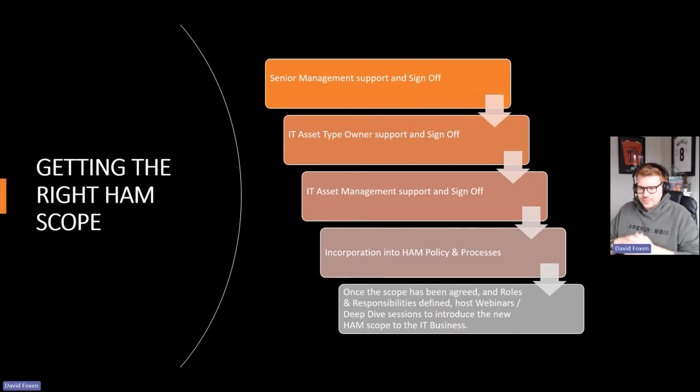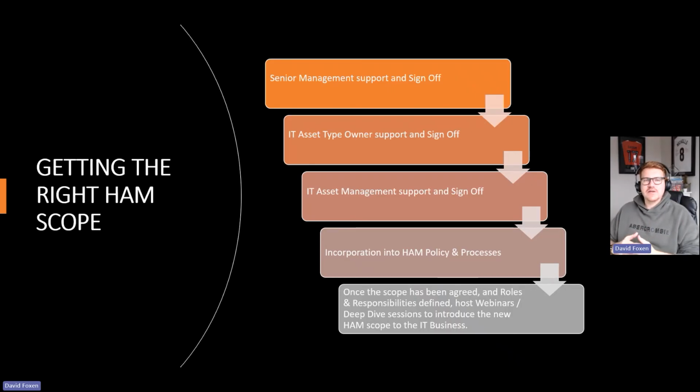And finally, once your scope has been agreed and defined, make sure you do a roles and responsibilities matrix, aka a RACI matrix, which we'll go over again. Host webinars, deep dive sessions, make the world aware of your hardware asset management scope, how you're going to manage them, what processes and policies you've got in place.